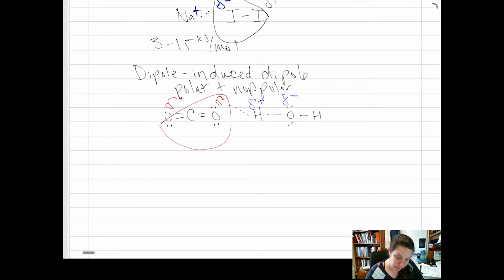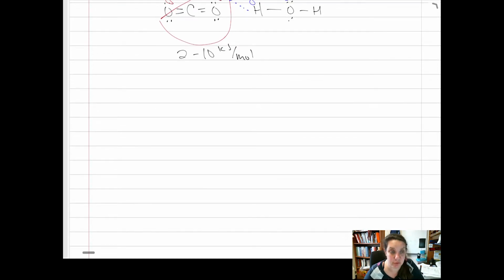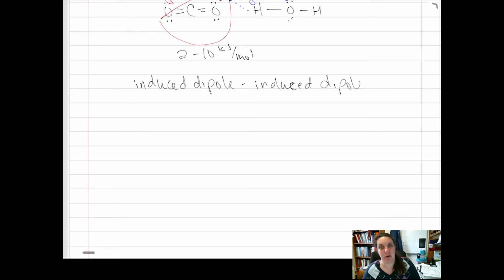This is a weak interaction. It's between 2 and 10 kilojoules per mole. And then our lowest energy is going to be induced dipole, induced dipole. So we have 2 nonpolar molecules. They shift their electron density, causing a partial positive and a partial negative end. We'll see these with large nonpolar molecules the most, or they'll be the strongest in long nonpolar molecules.